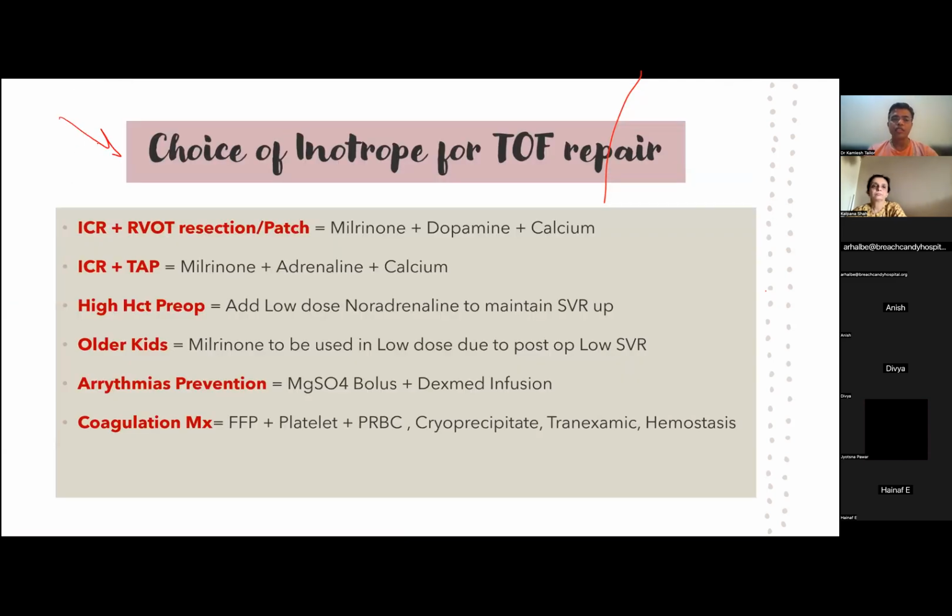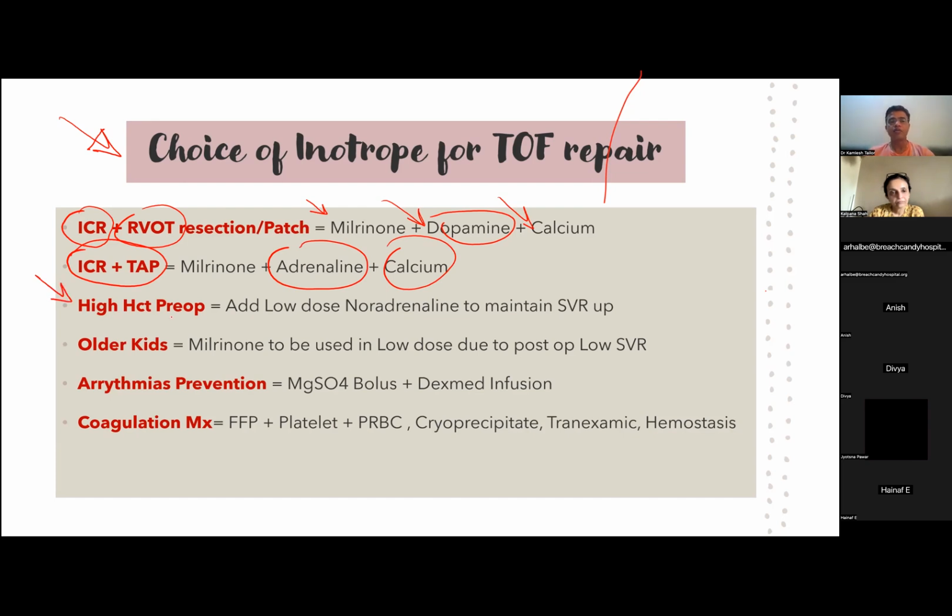Choice of inotrope, this is my choice, but this choice can differ from unit to unit depending on their protocol and policy. But usually what we do is, if a child comes for ICR with only RVOT resection, usually in a more pink TOF, we will be having milrinone and dopamine plus calcium. If you are performing ICR with a transannular patch, which is a much more cyanotic case, we require milrinone plus adrenaline rather than dopamine, because we want a more potent inotropic agent compared to dopamine. And obviously multiple blood products will be used, and calcium infusion will be there.